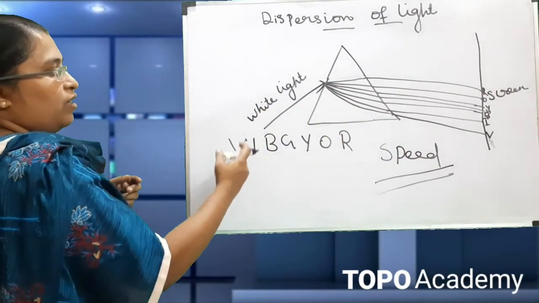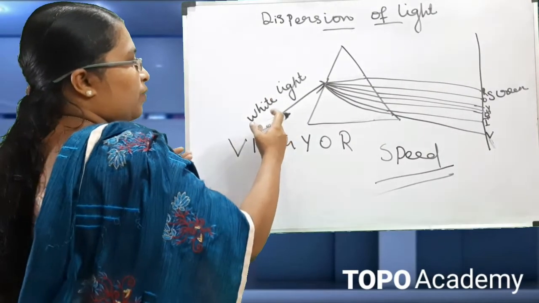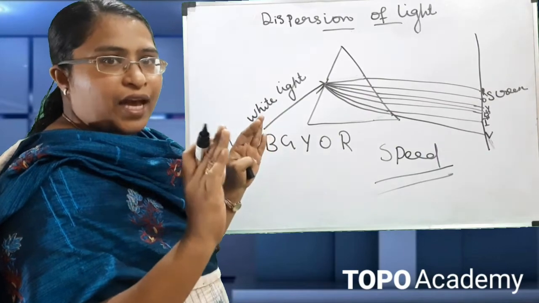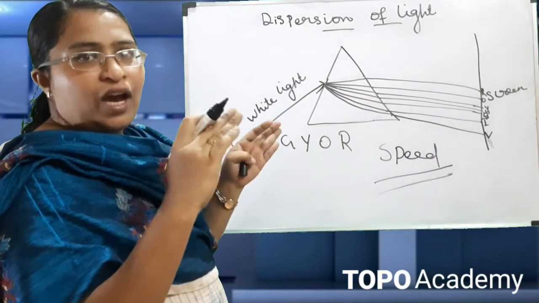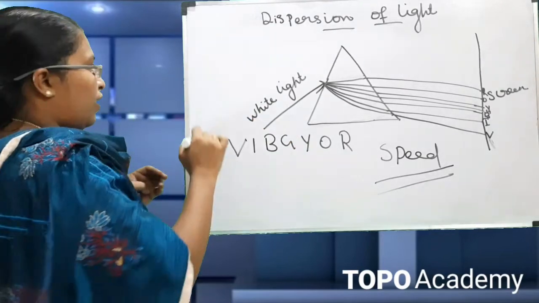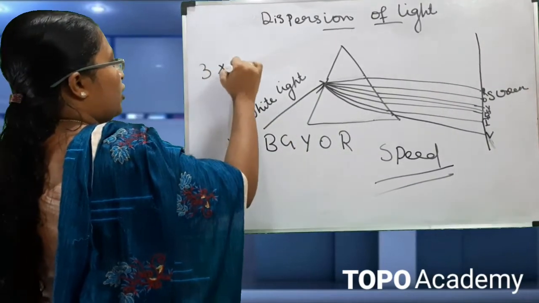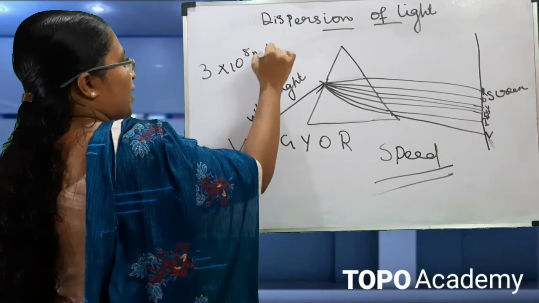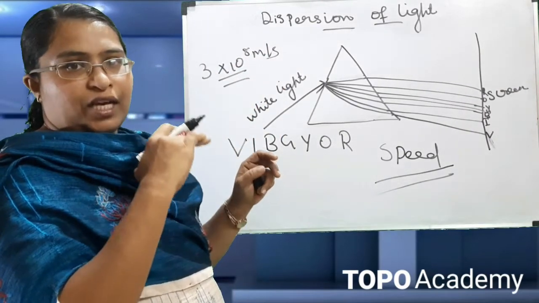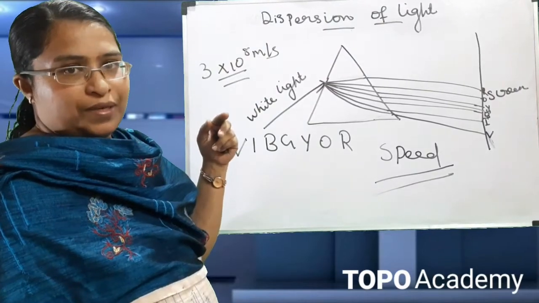When all the colors are in the air medium, what's the reason it is not splitting into 7 colors? The reason is that when the colors are traveling in air, all the colors travel with the same speed as that of light. What is the speed of light? It is 3 into 10 raised to 8 meter per second. So all the colors are traveling with nearly the same speed as that of light, 3 into 10 raised to 8 meter per second.